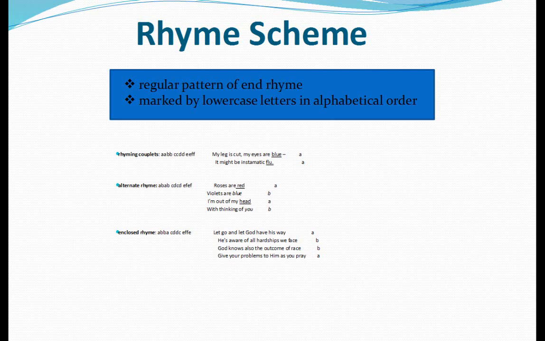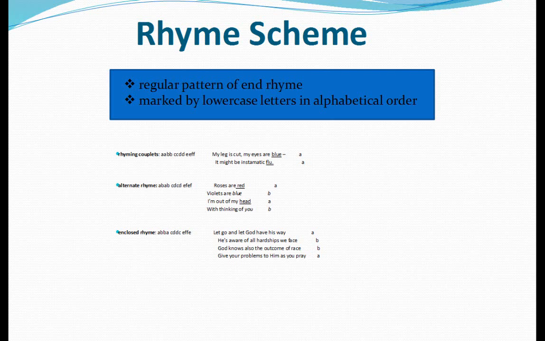In my second example, you can find an alternate rhyme. The line "Roses are red" does not rhyme with the following one, but with the one right after. The second line rhymes with the fourth one. Therefore, the rhyme scheme is a, b, a, b, and it would go on with c, d, c, d, e, f, etc. The third example shows an enclosed rhyme with the pattern a, b, b, a, c, d, d, c, e, f, f, e, and so on.